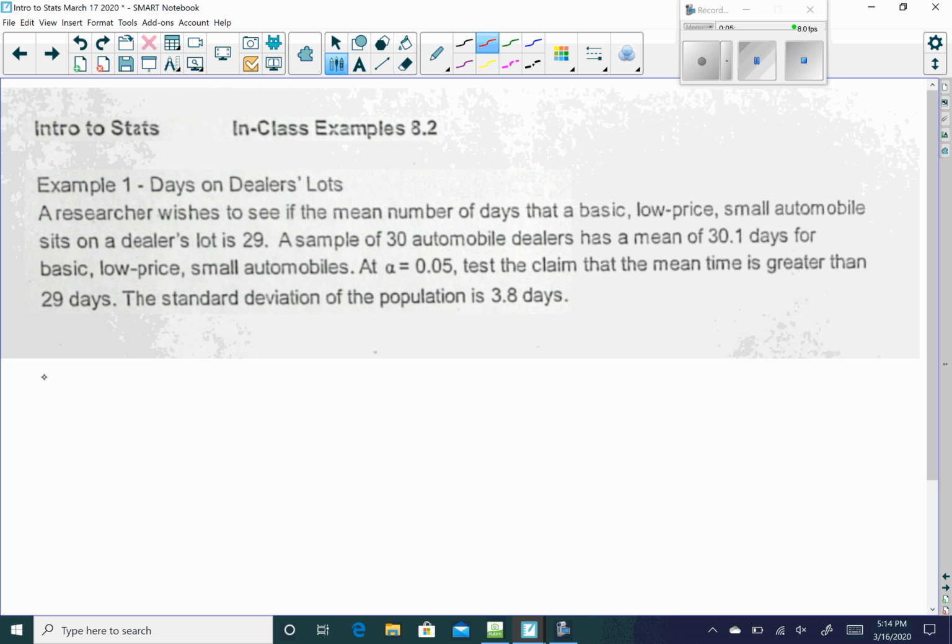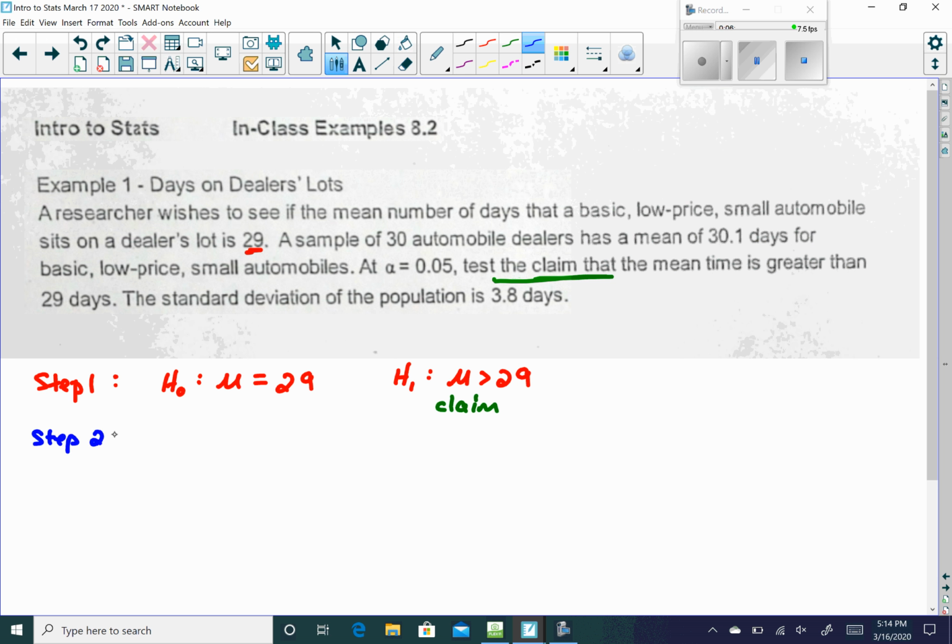So to go through the 5-step process here, step 1 is to write out each hypothesis. So remember, our null hypothesis is that mu equals the 29. The alternative hypothesis is that mu is going to be greater than 29. And this is our claim, because the problem mentioned it. We want to test this claim. So step 2 is to calculate our critical value. I'm going to abbreviate this as CV.